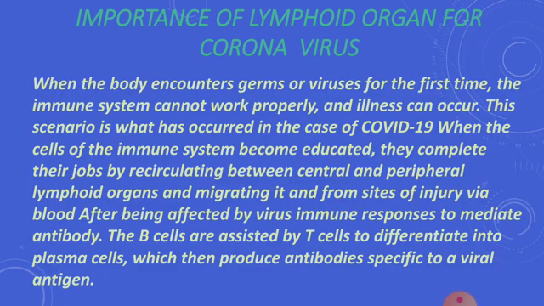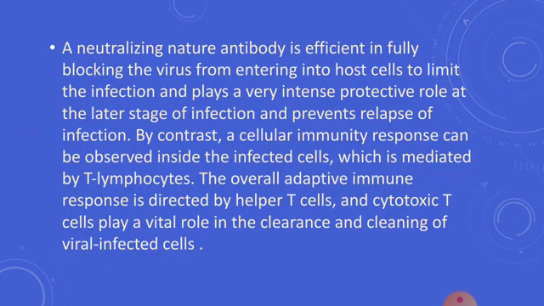The immune response is mediated by antibodies. The B cells, assisted by T cells, differentiate into plasma cells, which then produce antibodies specific to viral antigens. Neutralizing antibodies are efficient in fully blocking the virus from entering into host cells to limit the infection, and play a very intense protective role at the later stage of infection and prevent relapse of infection.